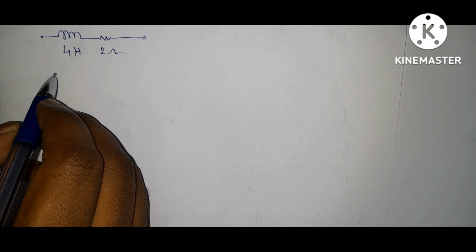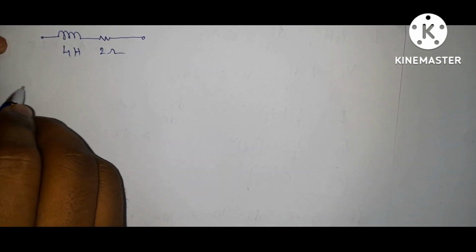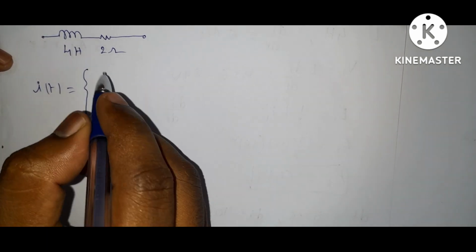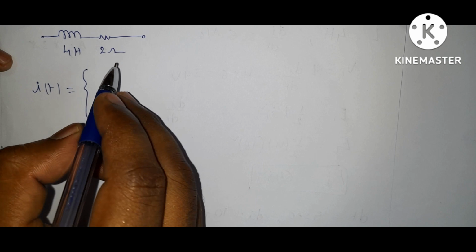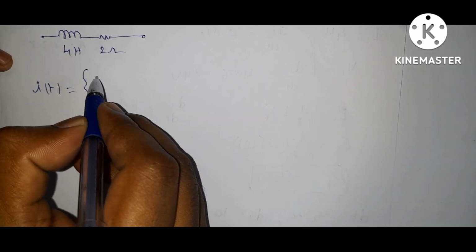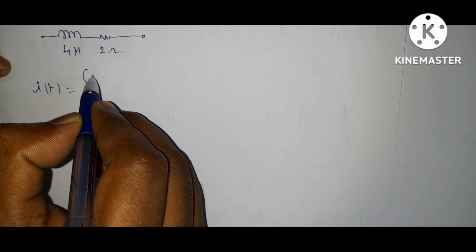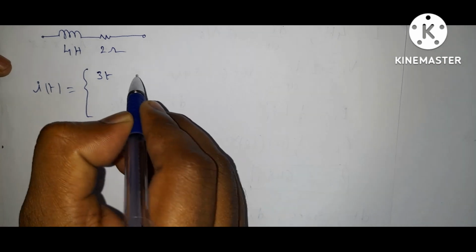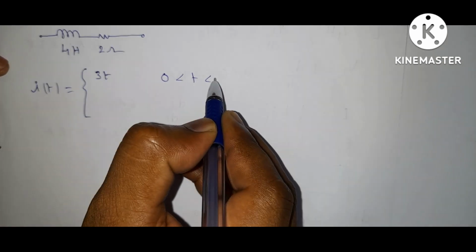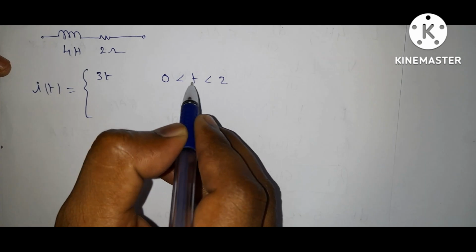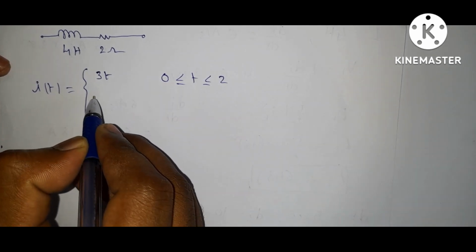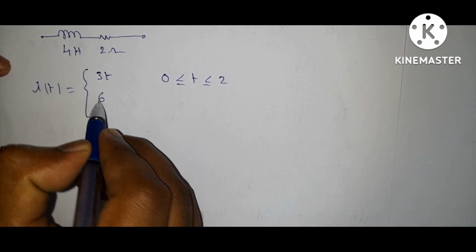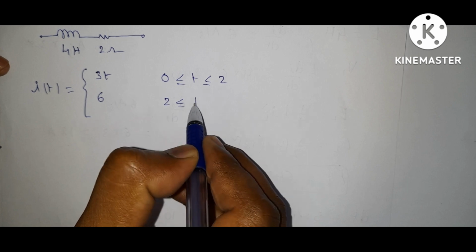Now, write the expression for current. I of t is equal to, from 0 to 2 seconds, what is the current? If we find the equation for the straight line, you will get 3t, for 0 to 2 seconds. Next, from 2 to 6 seconds, what is the current? 6 amps. So 6 amps for 2 to 6 seconds.